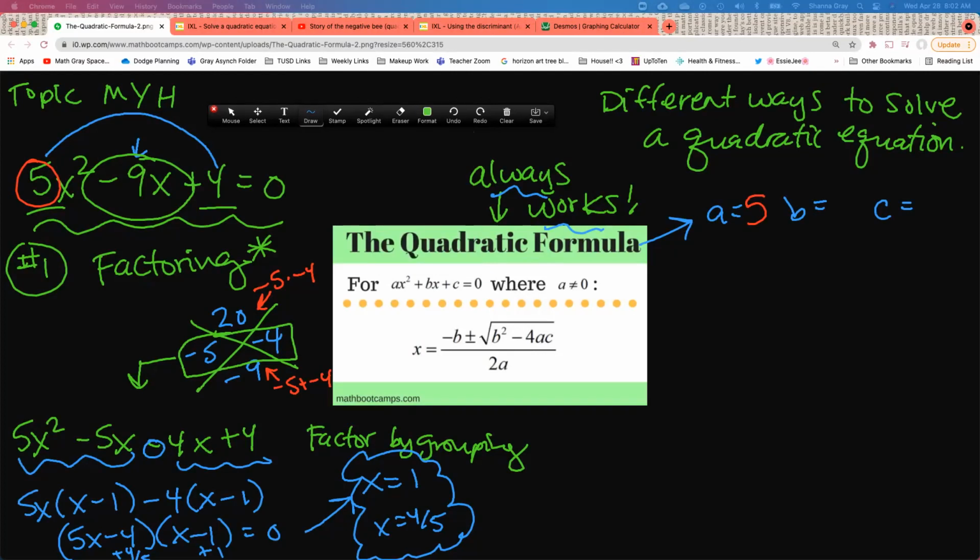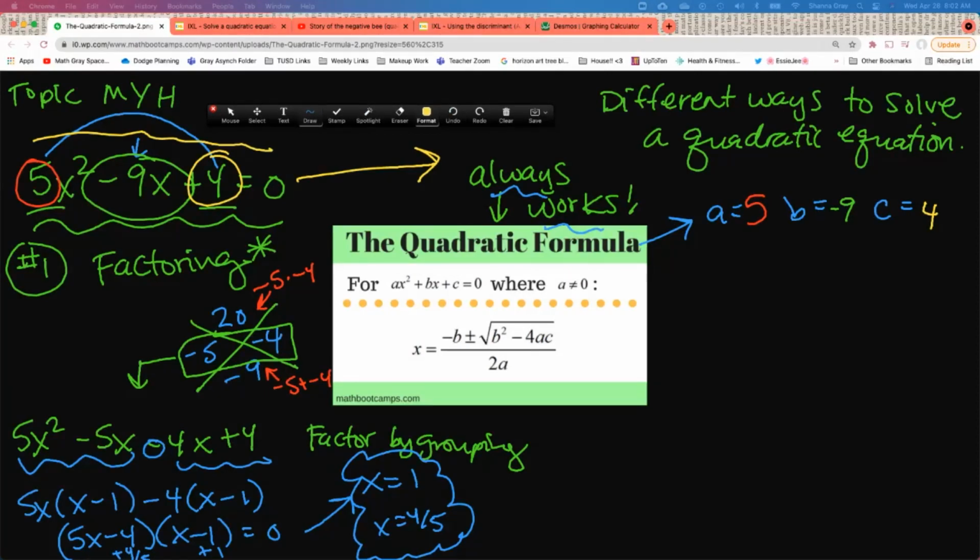Let's switch colors. B here is -9, right? I had that circled in green. And then if I look at C, that's a +4. So here are my 3 different numbers, A, B, and C. So it's just the 3 numbers that are across here in my equation. So I use that here. And so now I'm going to plug them into this equation.